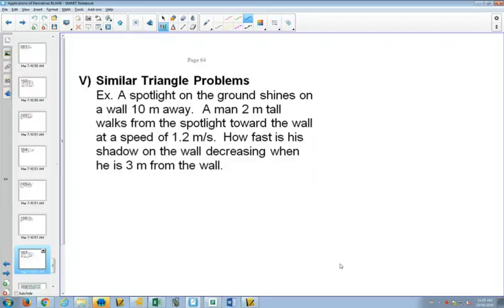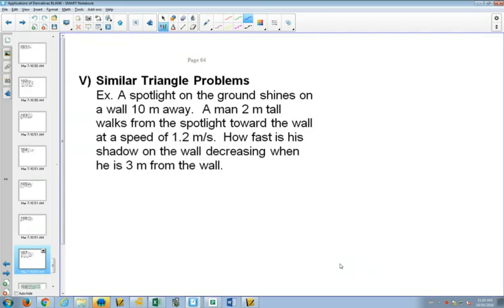Let's look at this similar triangle problem. One of the things that you're going to have to get really good at in these questions is reading the question, interpreting what's all there, and then drawing some sort of diagram or picture to represent what's happening.